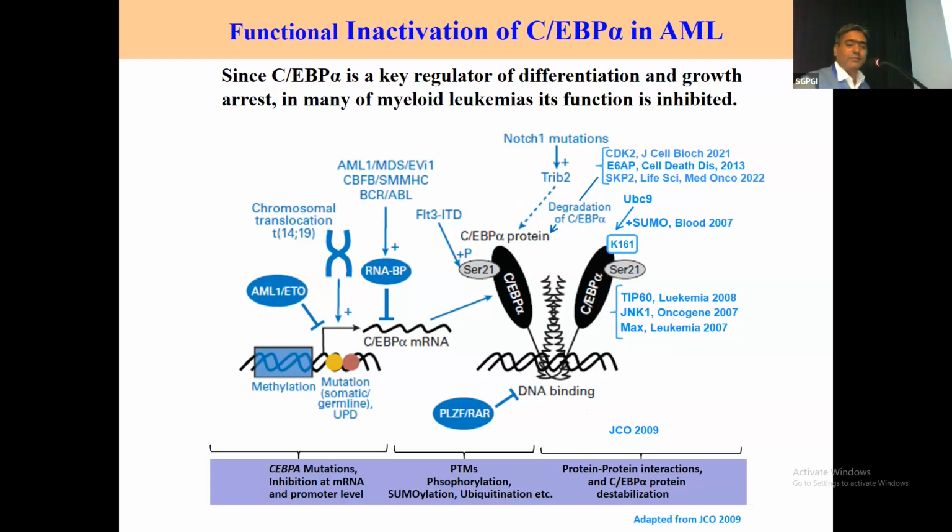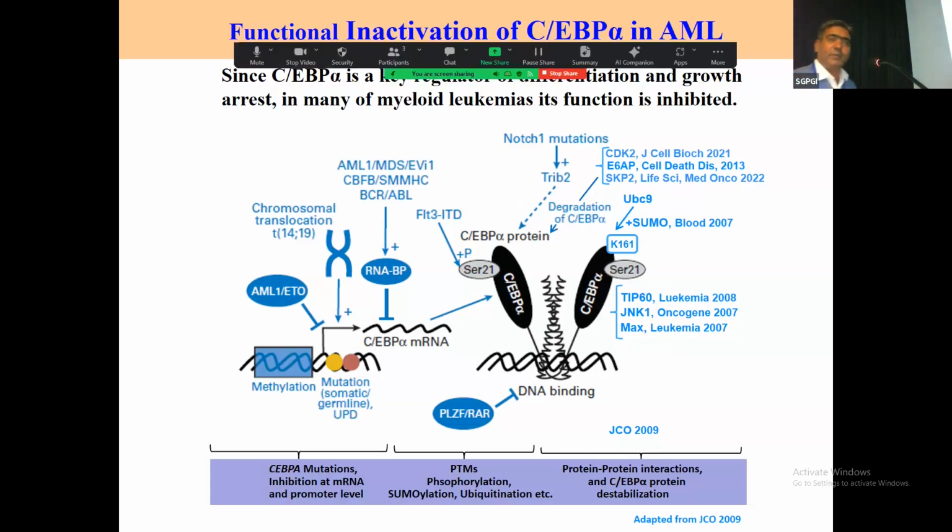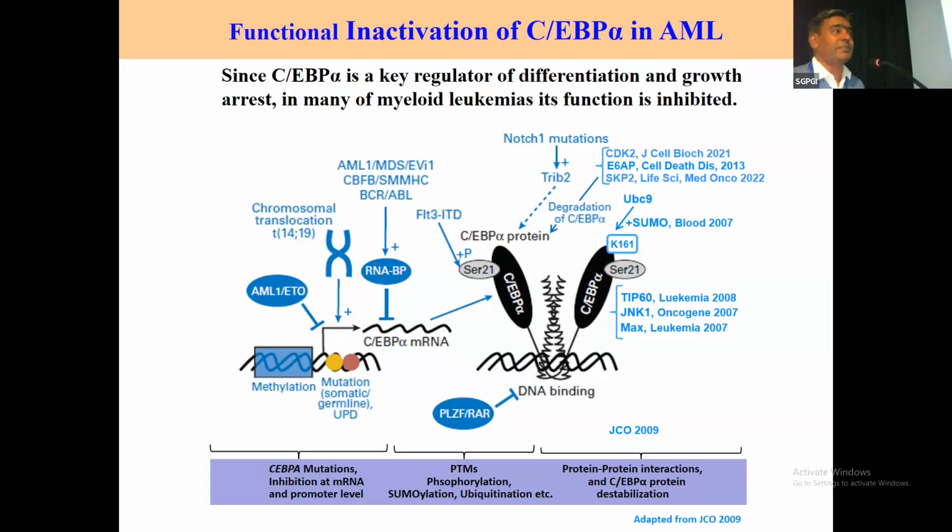People have shown that in many cases there are CEBP alpha mutations. There are also inhibitions at the mRNA and promoter level. There is promoter hypermethylation of CEBP alpha, and particularly in CML, if you look at the BCR-ABL positive cases, there is CEBP alpha mRNA, but there is no detectable CEBP alpha protein.